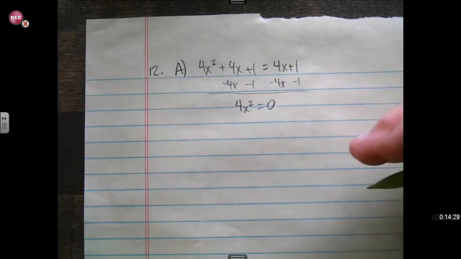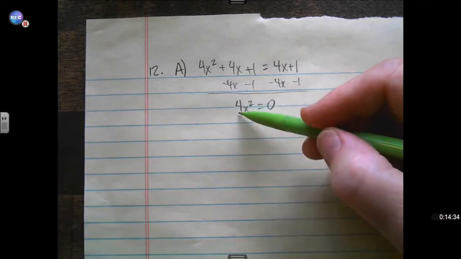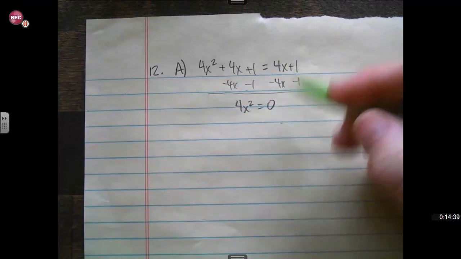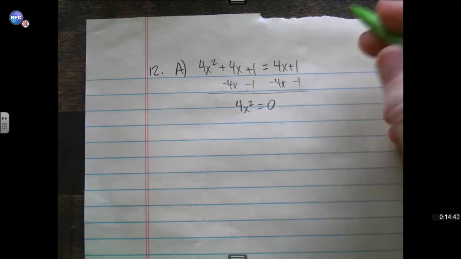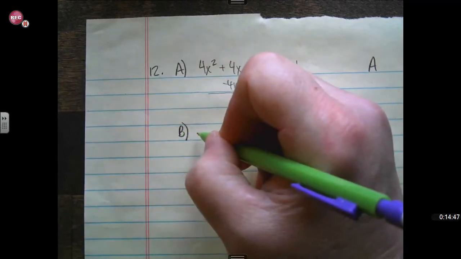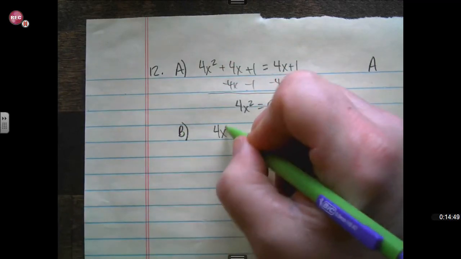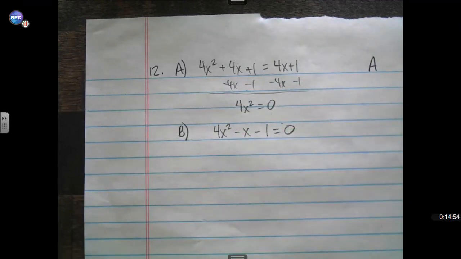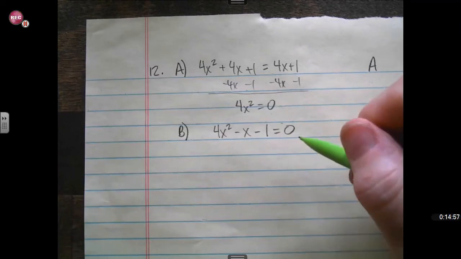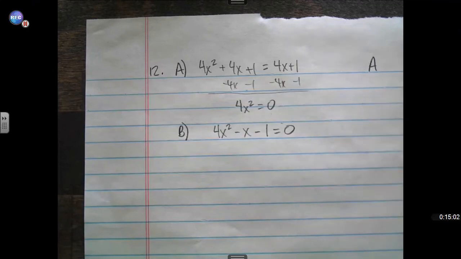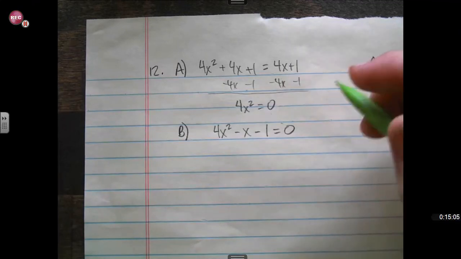I know that I'm going to have one solution. It's going to be a double root. x is going to equal 0. Because if I divide by 4, I get 0. And then if I take the square root of both sides, I get 0. So that has one solution. So A will be part of my answer. Okay. Letter B has 4x squared minus x minus 1. That's a trinomial. And that trinomial, don't think it'll factor, but we could throw it into the quadratic formula. And that's going to have two solutions.